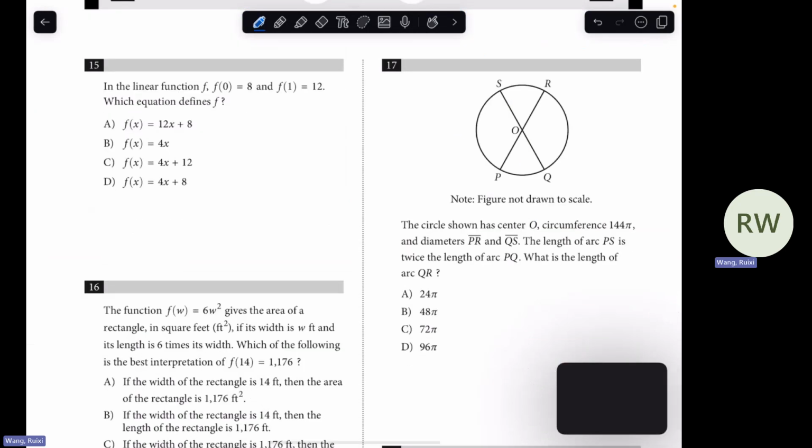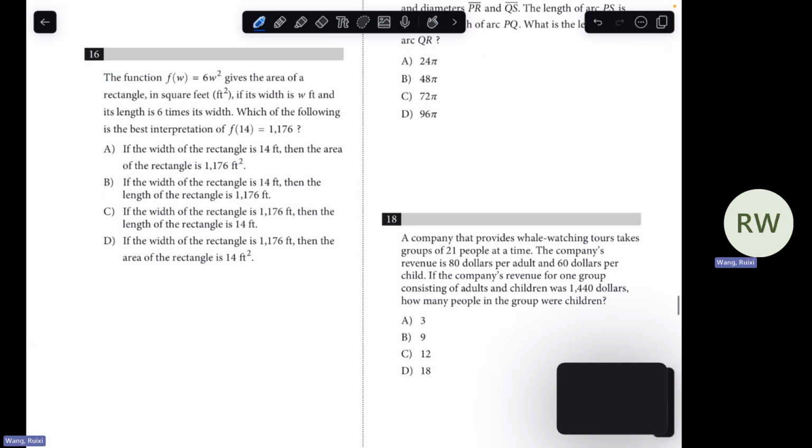Okay, this one, you basically just plug in and check. Okay, it's great. So you want x equals 0, f equals 8, which this one's gone, right? So it's just A or D. Another clue, well, f equals, it's going to be D. Right?